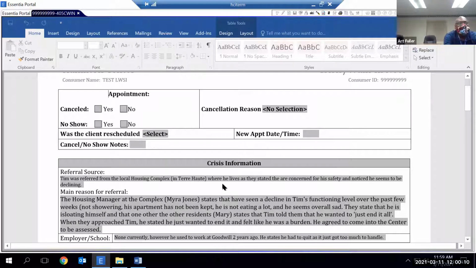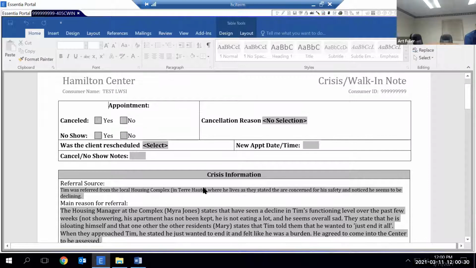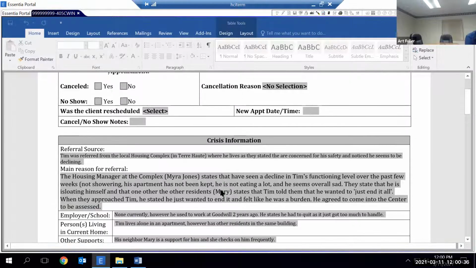He lives where he lives. The housing manager states they are concerned for his overall safety, and notice he seems to be declining. So our referral source here is the housing complex. That's collateral information, right? They're the referral. They're the ones that are coordinating this assessment. They're stating that they're concerned for the safety. We want to make sure we note that in our assessment.